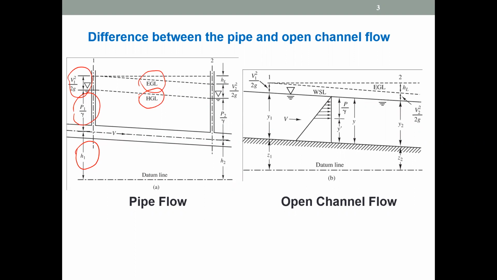But come to the open channel flow. Now you understand that on the surface, the pressure is always atmospheric pressure, right? Therefore, what will happen, this water level will change. Inside the pipe, the water level is always constant. Why is it? We are talking about a pressurized flow, right? But here, what happens, the water level will change and correspondingly, the velocity will change, right? So that is the main difference between the pipe flow and the open channel flow.